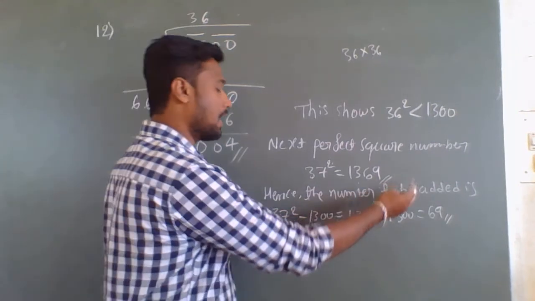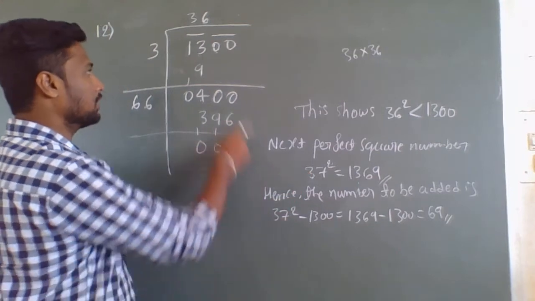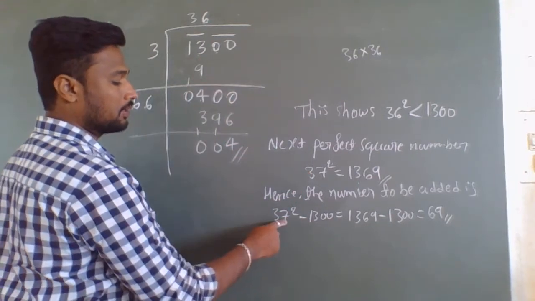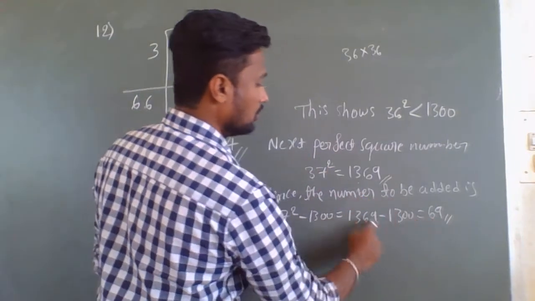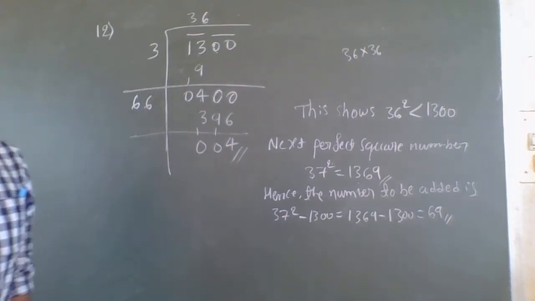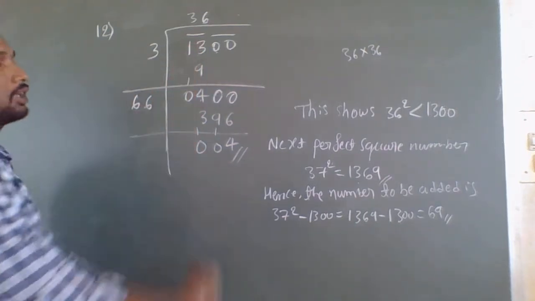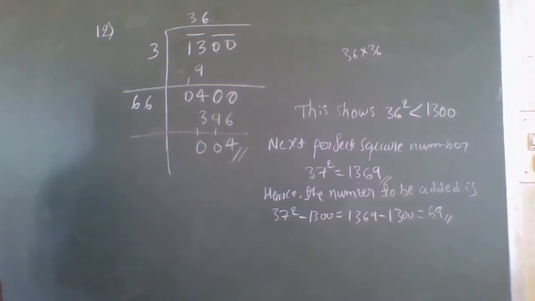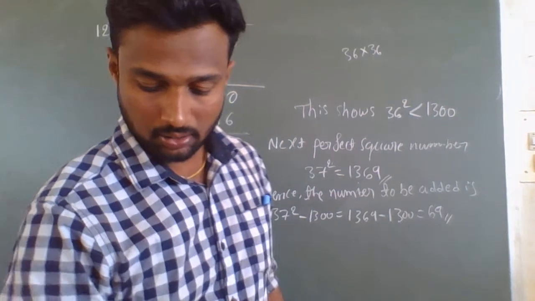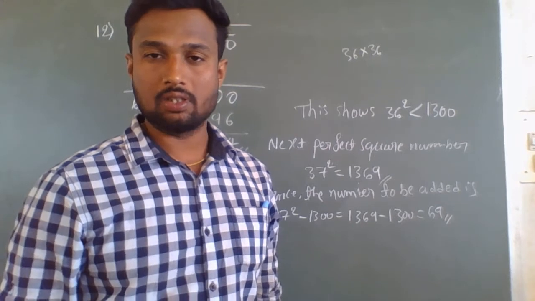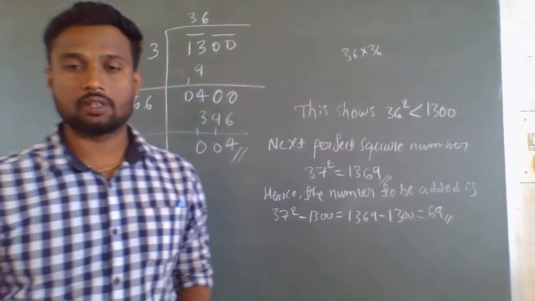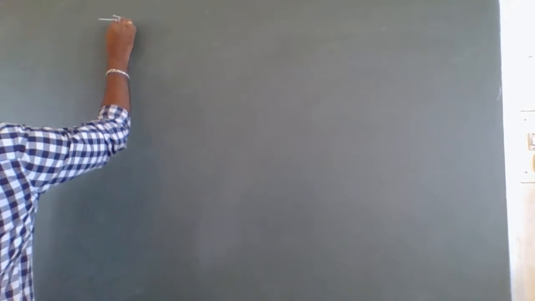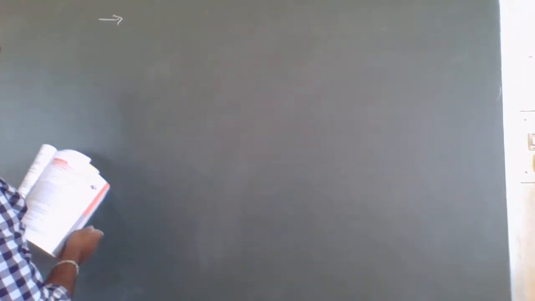So here what we have to do? The number to be added is 37 squared minus 1300, which is 1369 minus 1300 equals 69. This is the smallest number which is to be added to 1300 to get the perfect square number. So now we will see square roots of decimals, how to find square roots of decimals by using the division method.